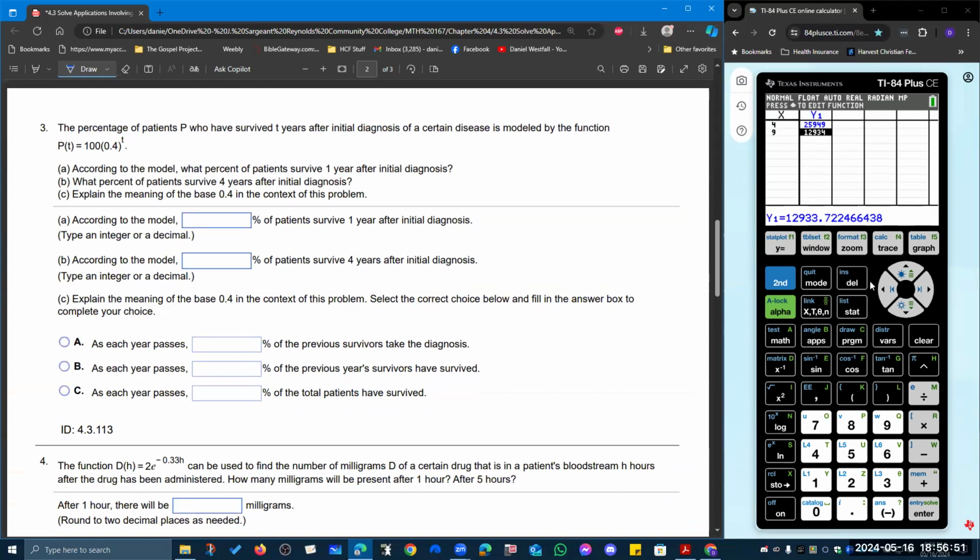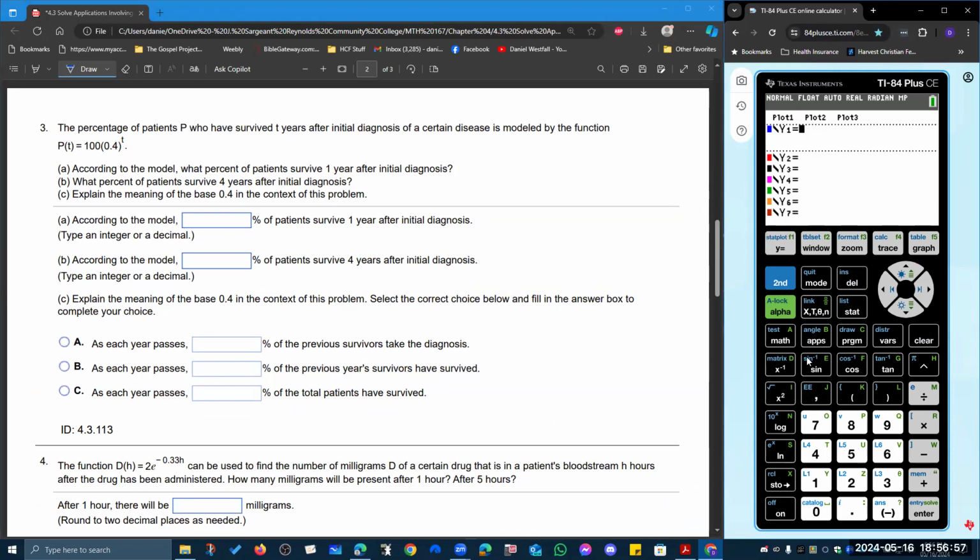And now let's look at number 3. The percentage of patients, capital P, who have survived T years after initial diagnosis of a certain disease is modeled with a function 100 times 0.4 raised to the, and I'm going to use X instead of T. According to the model, what percent of patients survive 1 year after initial diagnosis? It's going to be 40%.